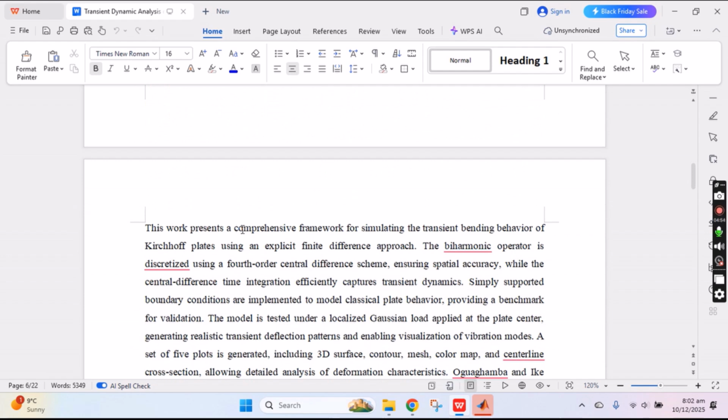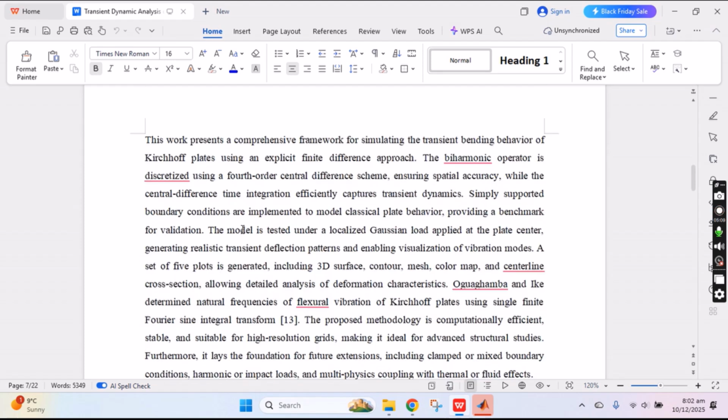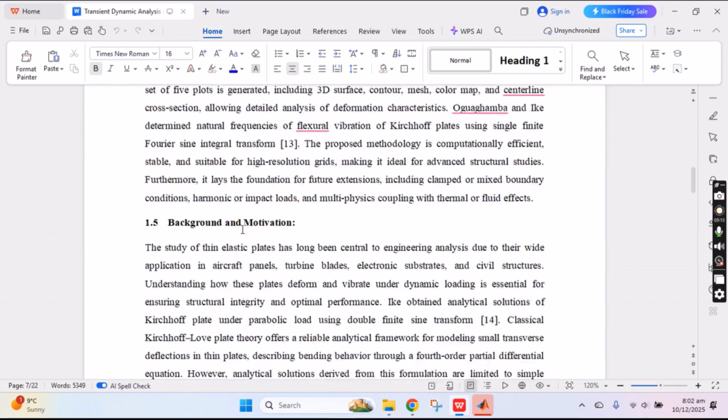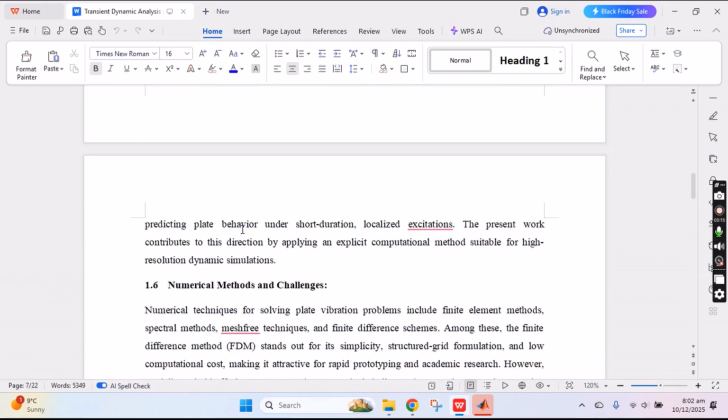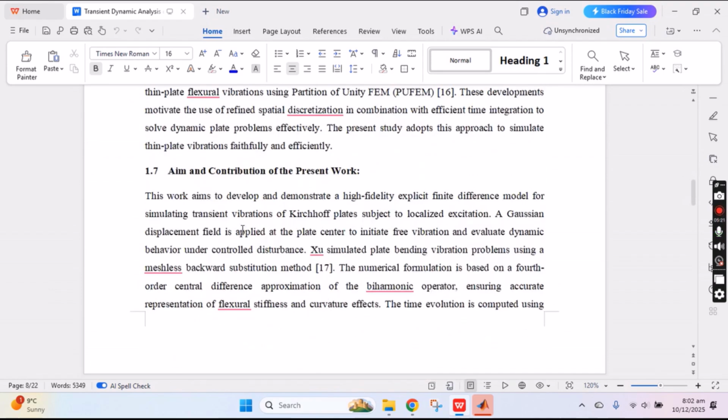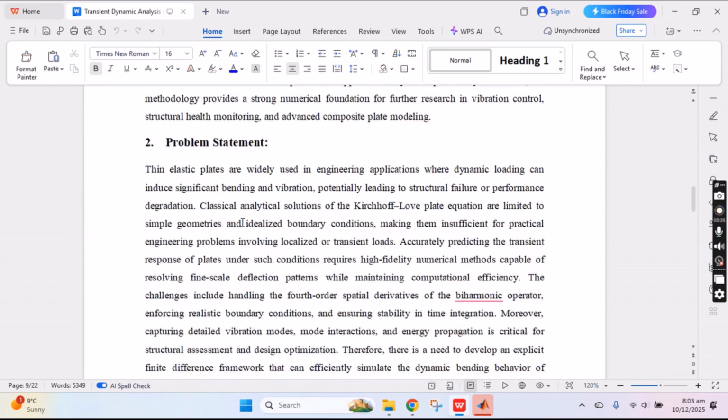Here is the contribution of the present work. Basically, I have added how we have tested under a localized Gaussian load applied to the plate center, generating realistic transient deflection patterns and enabling the visualization of vibration modes as well. Here is some background and motivation I have added with the numerical methods and their challenges. Our main aim is to find the approximation of the biharmonic operator, ensuring accurate representation of flexural stiffness with its curvature effects.